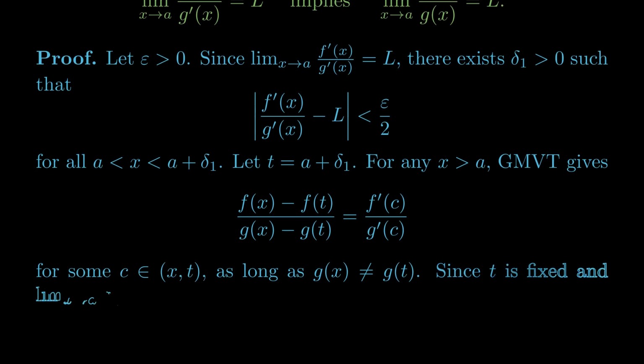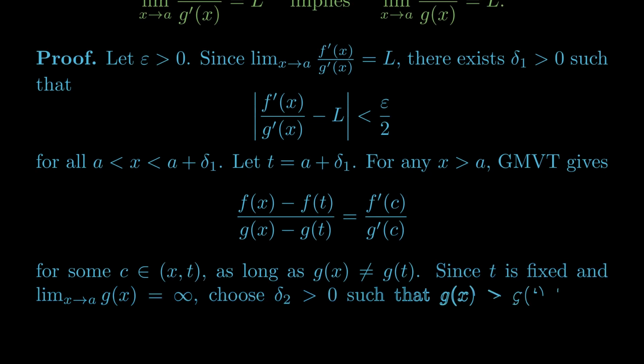Since t is fixed and the limit as x approaches a of g of x equals infinity, we can choose delta 2 greater than 0 such that g of x is greater than g of t for all a less than x less than a plus delta 2. And this comes directly from the definition of the infinite limit. Now, you might be concerned about the strict inequality, because in the statement of that definition we put greater than or equal to m, but you could just take your m to be g of t plus 1, in which case we get the strict inequality for g of t. And that definition would be equivalent if the inequality with m was strict.